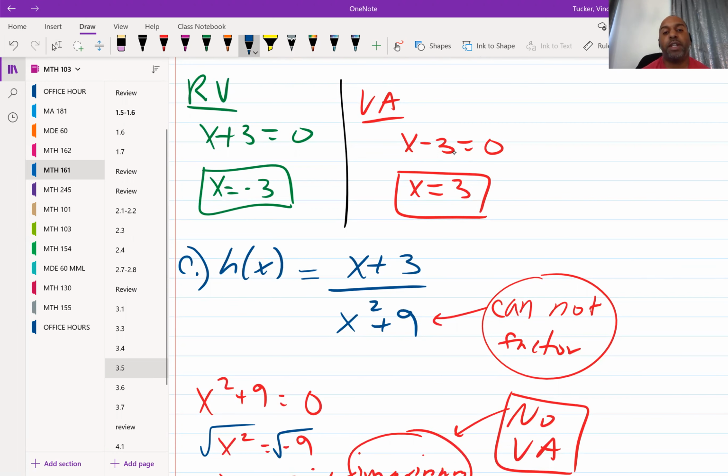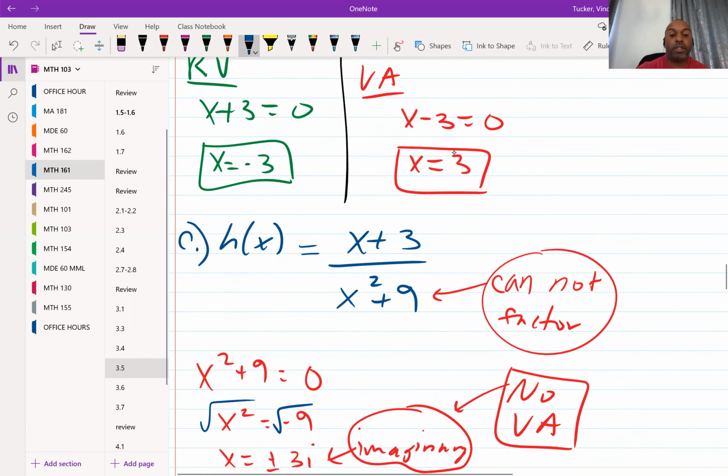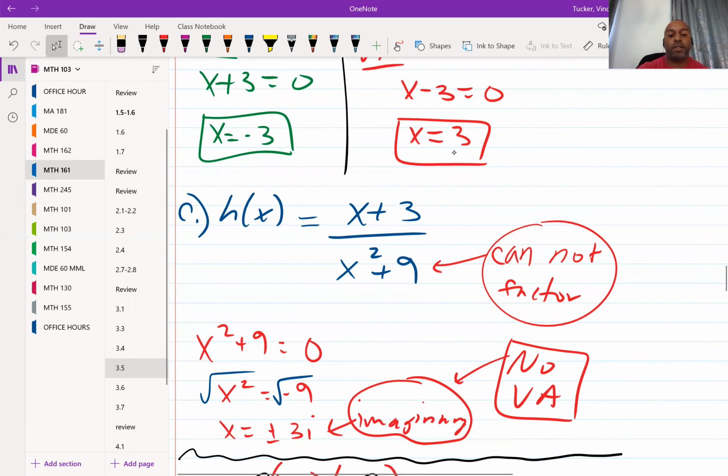We have x squared plus 9. Remember before we had x squared minus 9, so we can factor x squared minus 9. X squared plus 9 cannot be factored. So we'll go ahead and solve, set it to 0 and solve for x. That's what we're doing right here. Notice we end up getting an imaginary number. So that means that there are no vertical asymptotes.